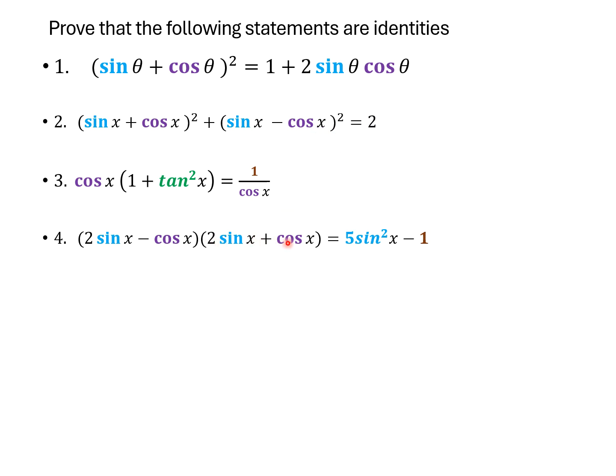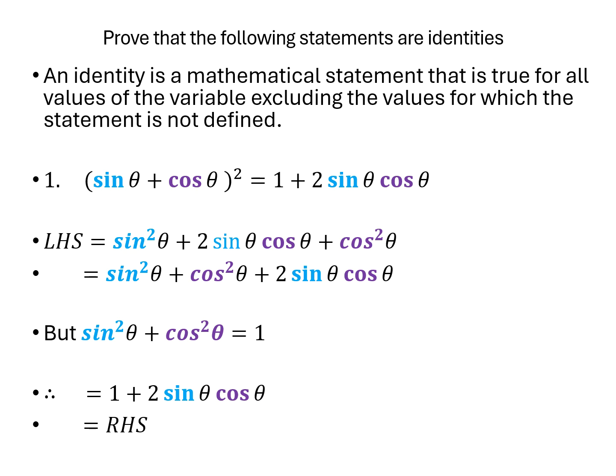Now I've put the sheet here. You can attempt to do them, see where you get stuck, then look at the solutions and see if you can correct your errors. As you can see, all of them involve multiplication. So let's look at problem number 1. In short, an identity is a mathematical statement that is true for all values of the variable, excluding the values for which the statement is not defined.